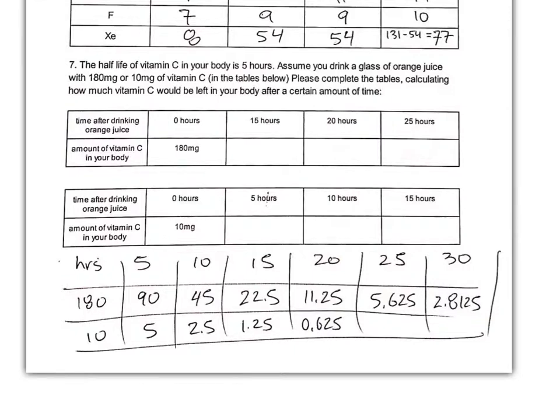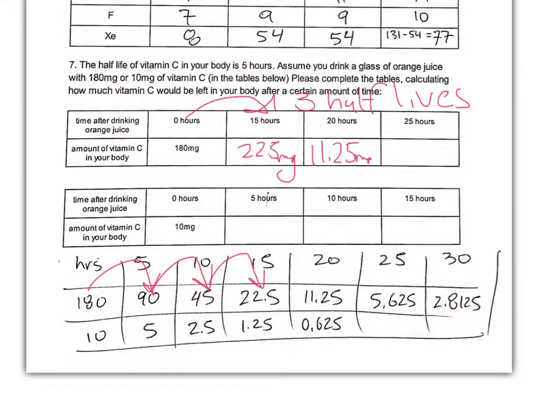So, this jumps from 0 to 15 hours. In 0 to 15 hours, 3 half-lives have elapsed, meaning from 180 to 90, that's 1 half-life, that's another half-life, and that is another half-life. So we would have 22.5 milligrams. At 20 hours, half of that, 11.25 milligrams. And at 25 hours, 5.625 milligrams. So beware, this is where the common mistake is going to happen. That was 3 half-lives right there.